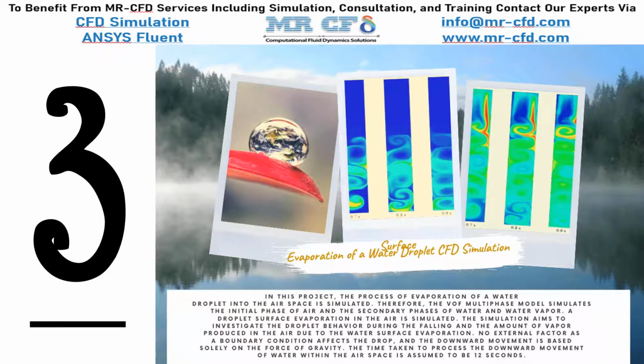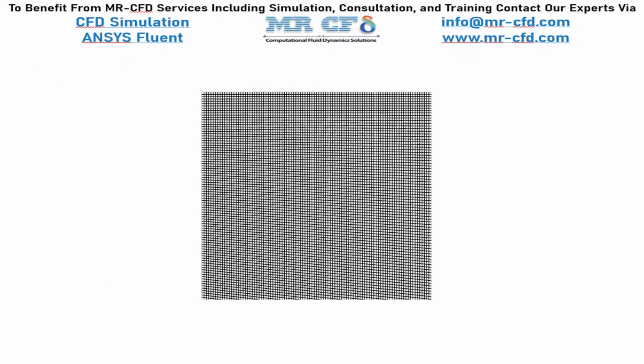In this project, we will simulate the surface evaporation of a falling water droplet. The meshing of the present model is performed by ANSYS Meshing software. The mesh type is structured and the face meshing method is used. Also, the element number is equal to 94,800.